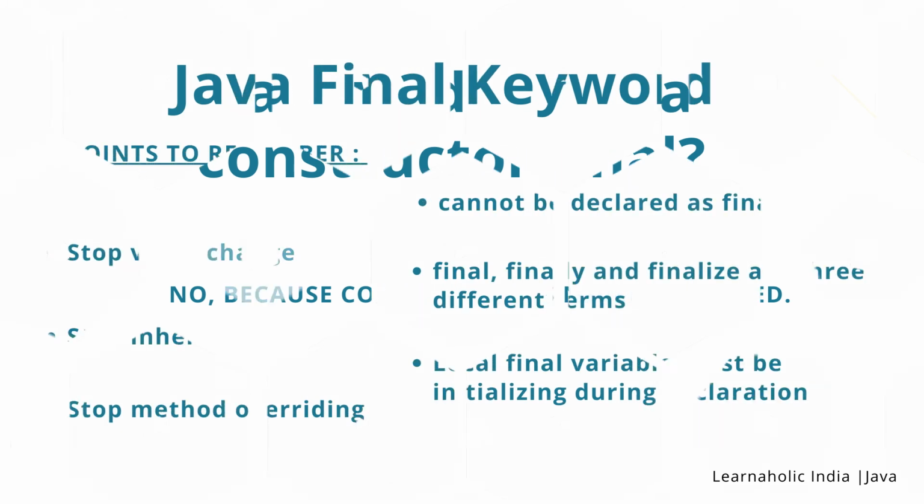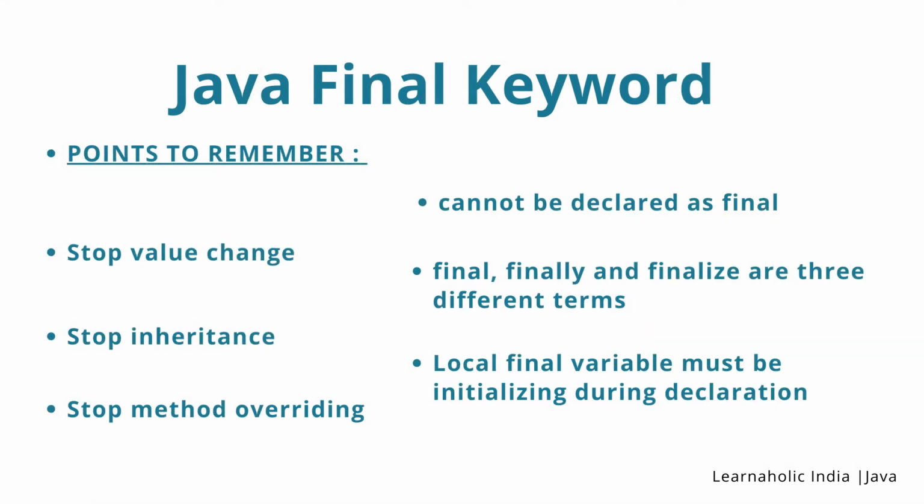Now let's see some points to remember about the Java final keyword. 1. A constructor cannot be declared as final. 2. A local final variable must be initialized during declaration. 3. All variables declared in an interface are by default final. 4. We cannot change the value of a final variable. 5. A final method cannot be overridden.